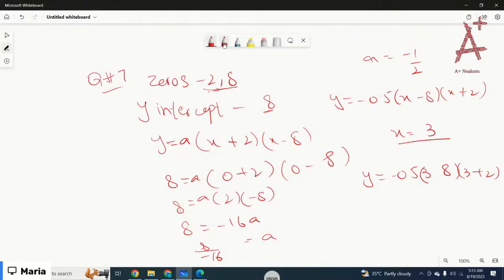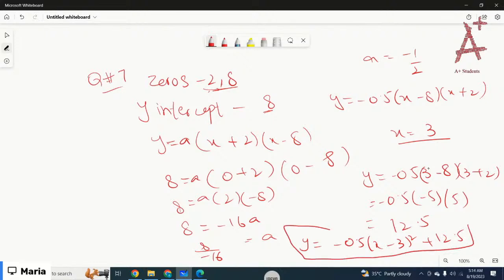That would be 3 minus 8. Negative 0.5 times negative 5, 3 plus 2 is 5. So it would be 5 times 5 is 25 and that would be 12.5. So the equation is y equals negative 0.5 times x minus 3 whole square plus 12.5. That would be the equation of the parabola, right?